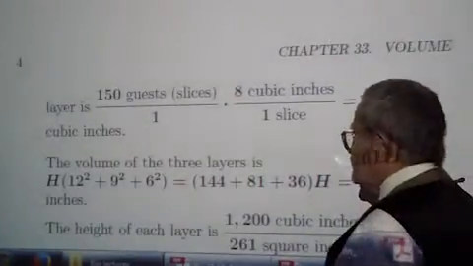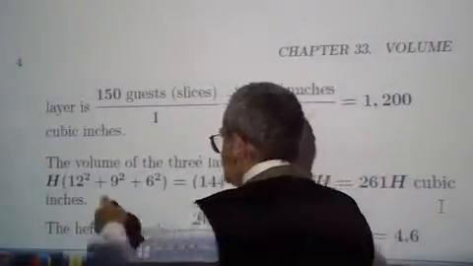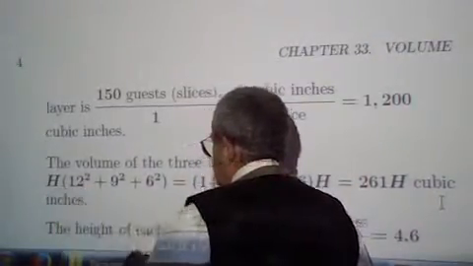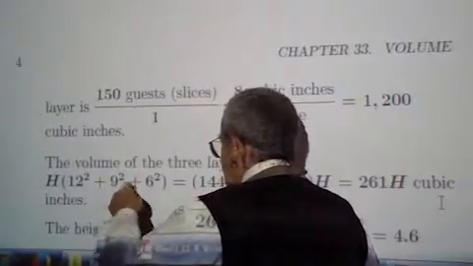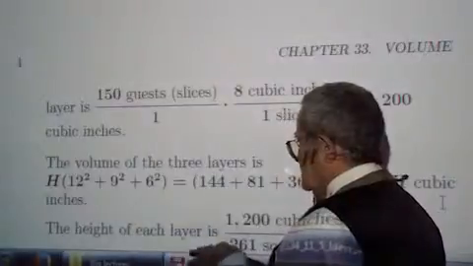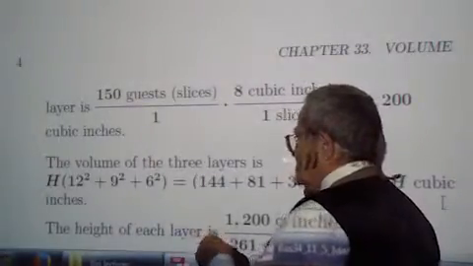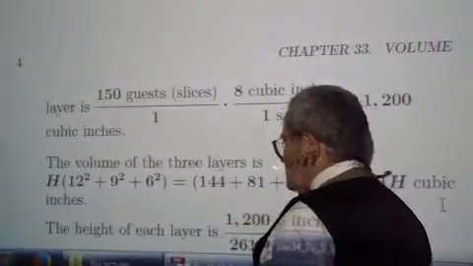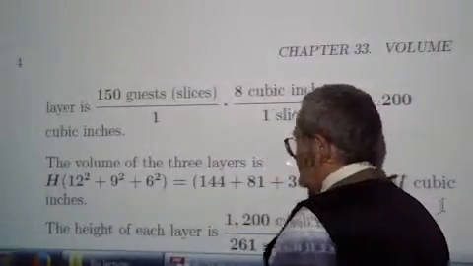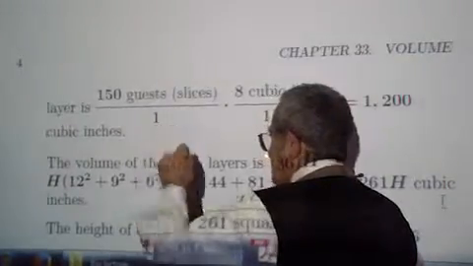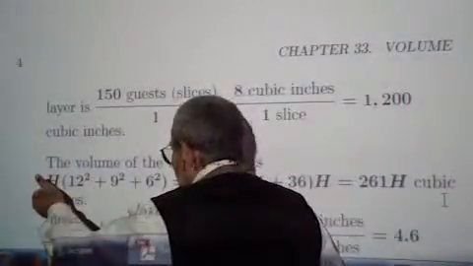Now the volume of the 3 boxes is base. Base is a square, so 12 times 12 times the height. The next box is a square on the bottom, so 9 times 9 times h. And the last layer, the topmost layer, is a square on the bottom, 6 by 6, times the height. The height can be factored out.